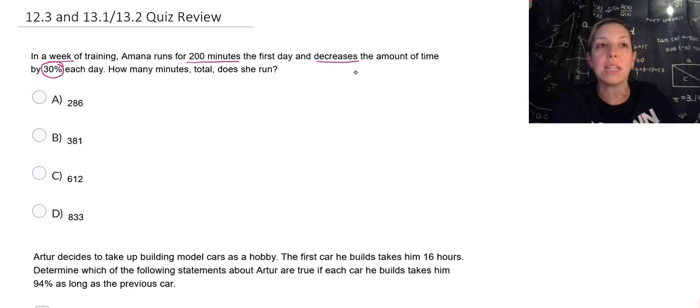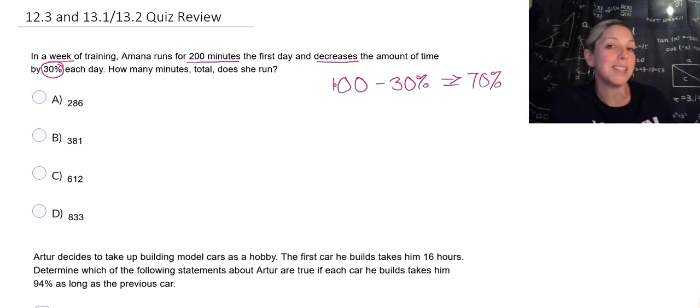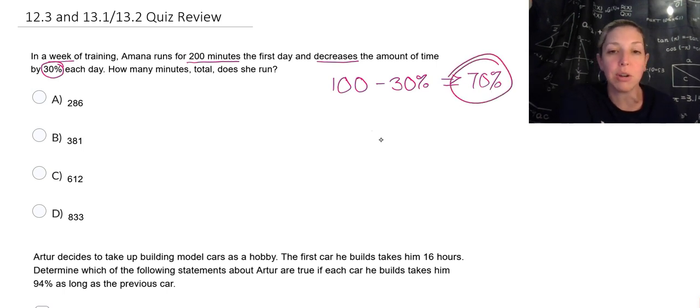Whenever you're doing decay or you're doing a summation problem where it's going down, you need to think of that as 100% minus the percentage that you're doing. So if she's taking off 30% each day, that actually means that she's running 70% of what she did the day before. So this is what we need to use in our equation.